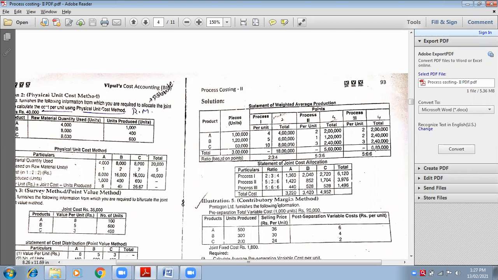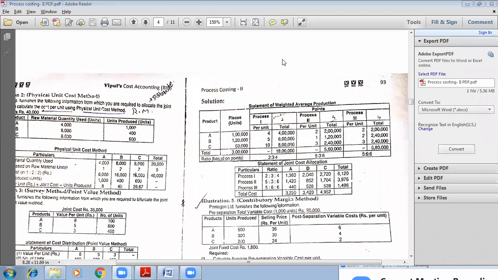So how we need to calculate weight? Based on the amounts. What are the amounts of ABC in process 1? 4 lakhs, 6 lakhs, 8 lakhs. So after cutting down 5 zeros, as 0 is the common figure in all the figures, we get 4 is to 6 is to 8, which is 2 is to 3 is to 4. Is it clear, everybody?